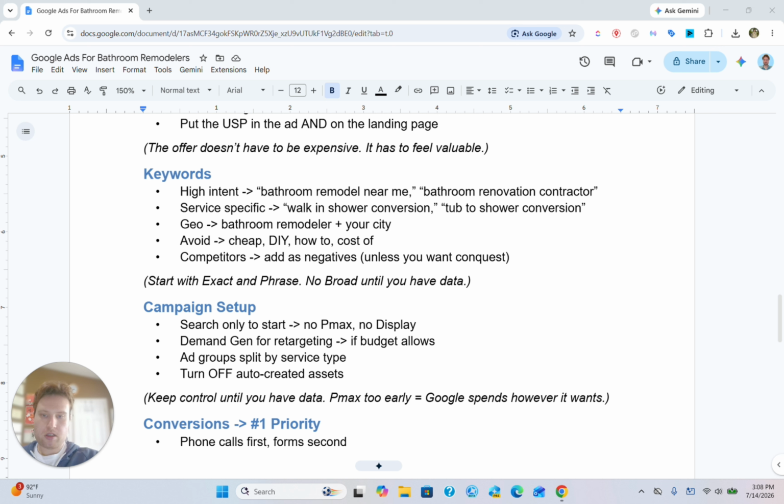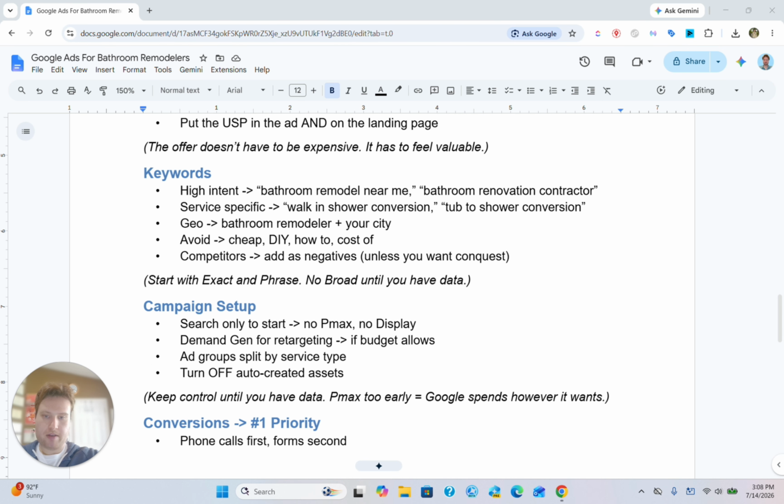Turn off all auto-created assets. I made a video how to do that too. The reason for that is if you don't do that, after your campaign launches, Google is going to slowly just start creating generated assets, and there's a decent chance you probably don't want what they're creating in your campaigns. The more control you have, the better.